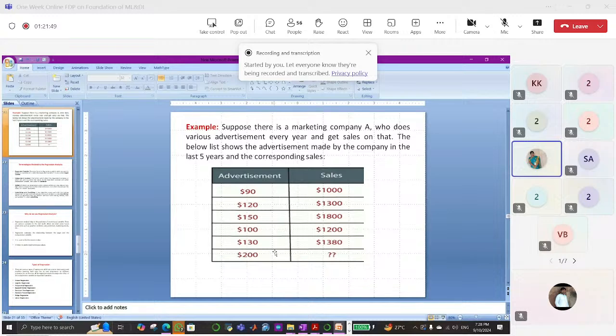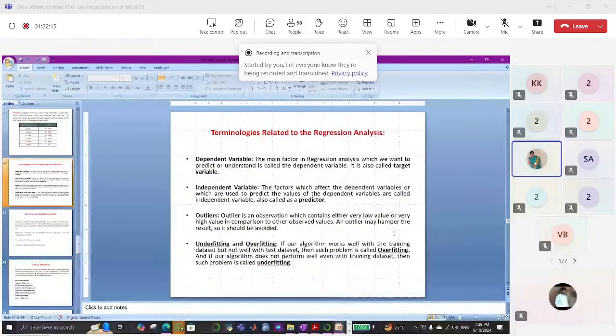After that, from this data set, we can predict the output for $200, that is, what the sales in that year will be. Suppose you consider the year 2019 or 2020, if they spend $200, how many sales will they gain? What is the sales count? We can find this value using regression analysis.